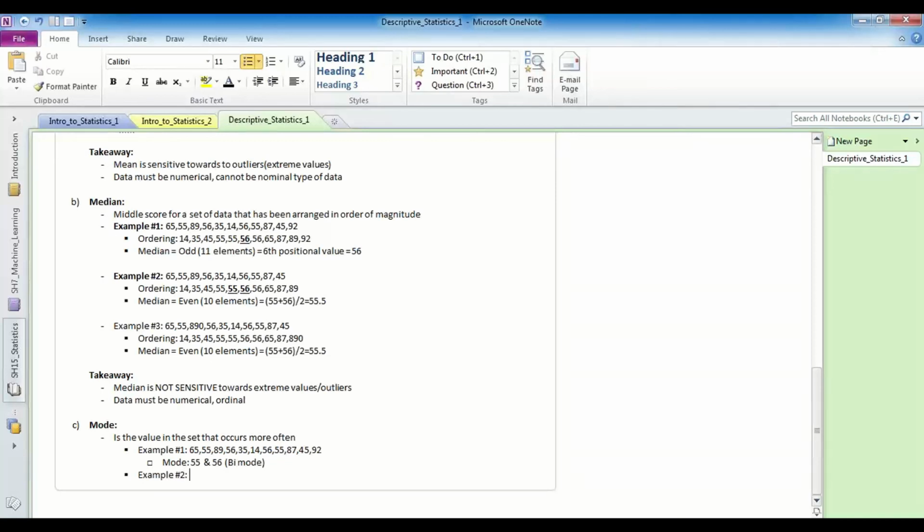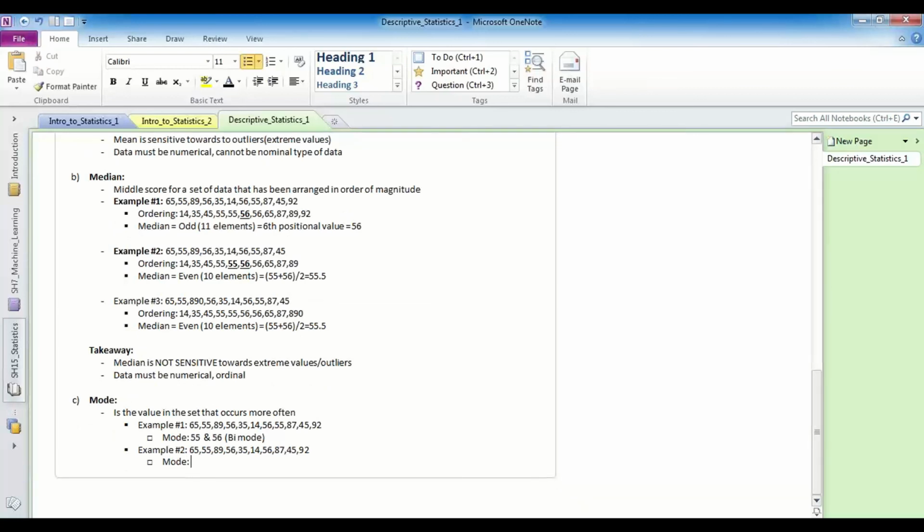Now for the same example, I'm going to remove one of the 55 values, because 55 is getting repeated twice. On the same data set, I'm removing one number. Now what would be my mode? 56. Only 56. Now you call it a unimode.